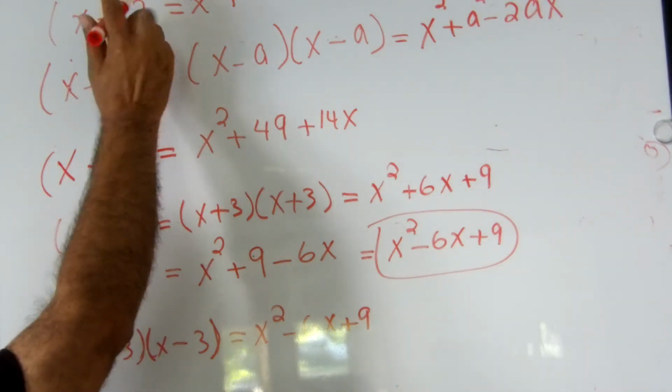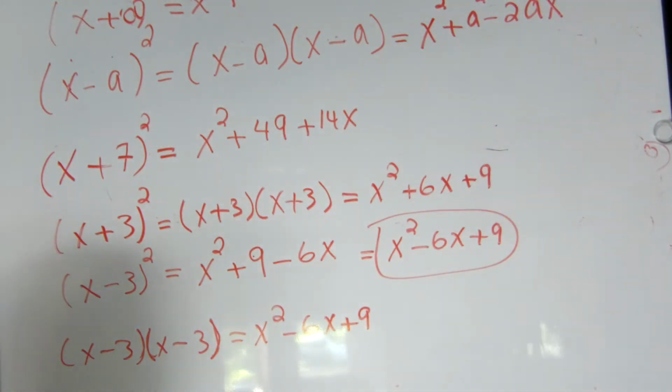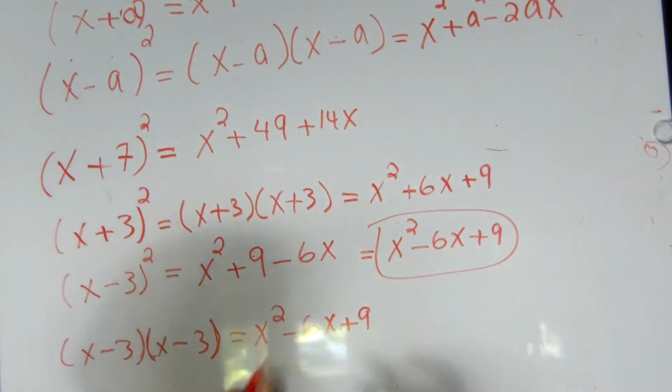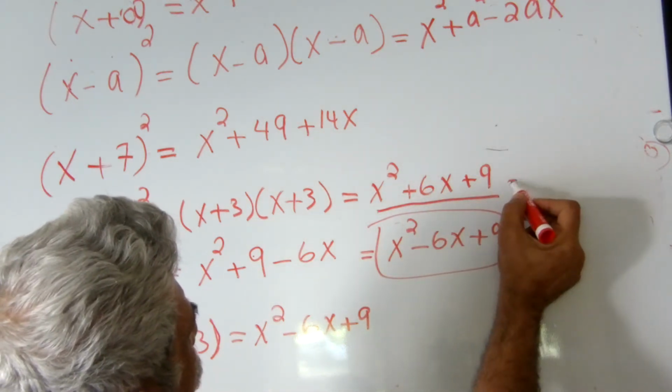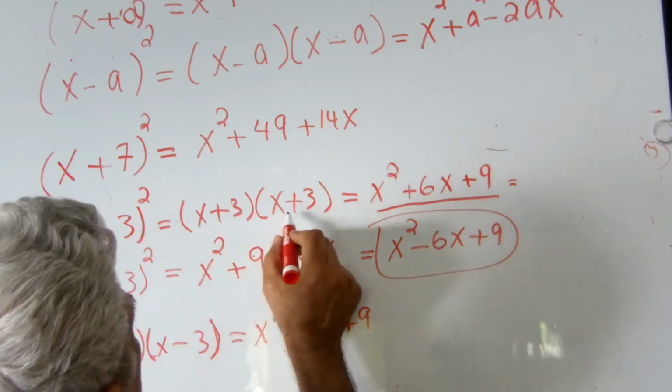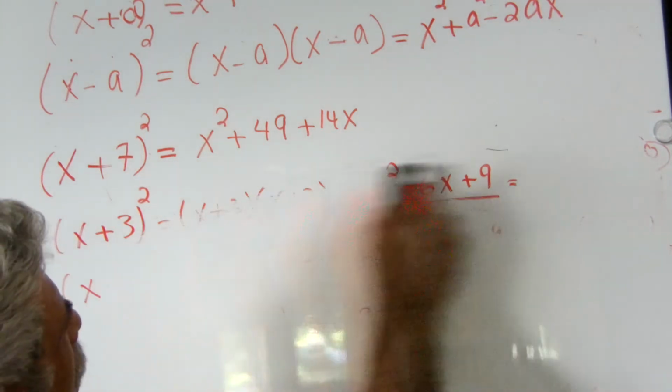This is a. So we should find out, we can write this one. It is equal to x plus 3 times x plus 3. Okay. Now let's see.